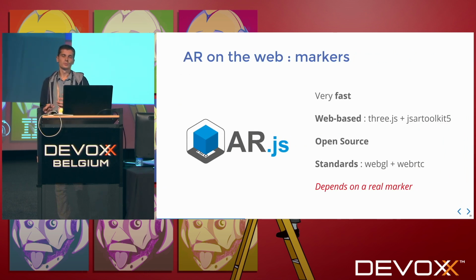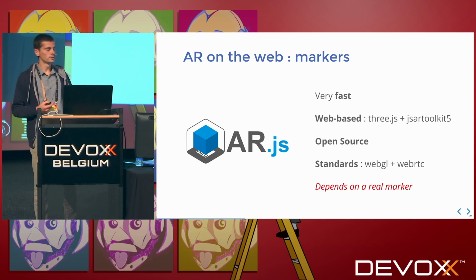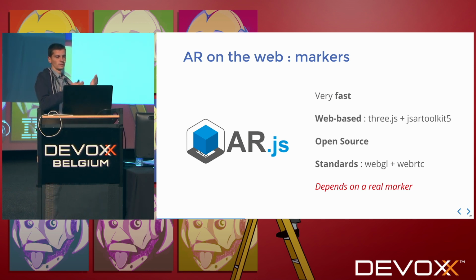The first way to do augmented reality today on the web is to use markers. There is a powerful library named AR.js for doing this kind of experience. Very fast. The main con is that it depends on the real marker, so you have to print something or display something on paper, etc., for creating the experience.